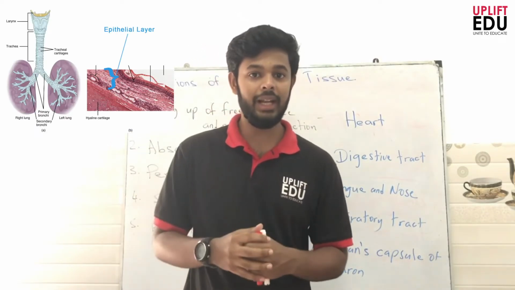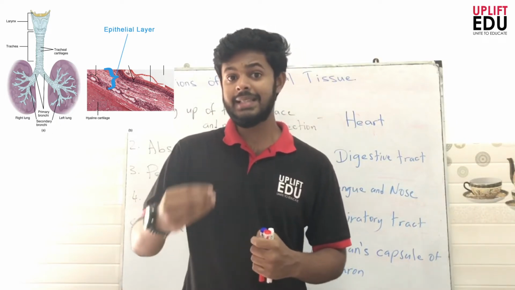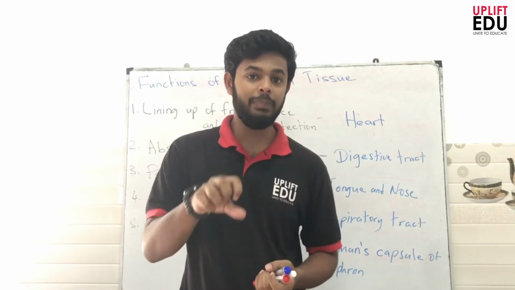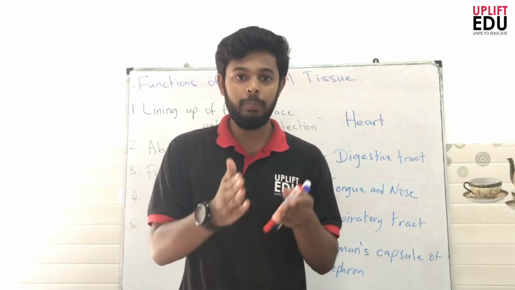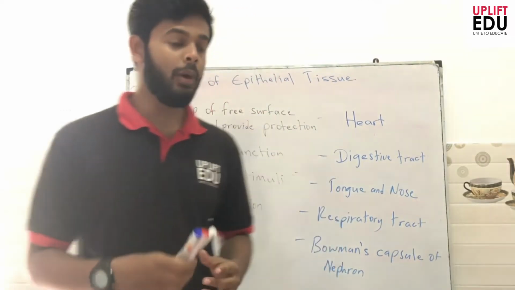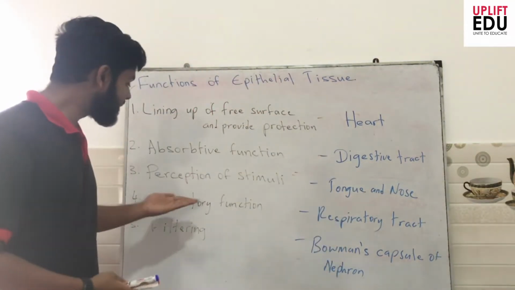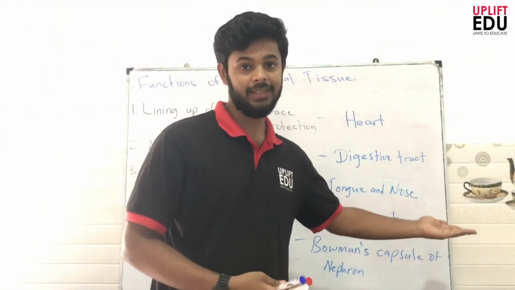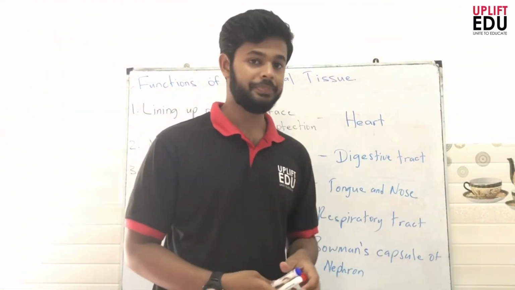To avoid this, the epithelial layer in the internal surface of the respiratory tract secretes a special fluid called mucus. This mucus traps the dust particles and allows the pure air to pass into the lungs. So the secretory function is an important feature of the epithelial tissue. It takes place in the respiratory tract, especially in the trachea.